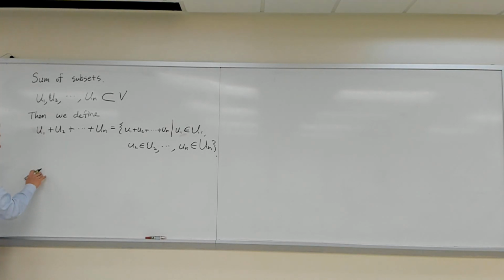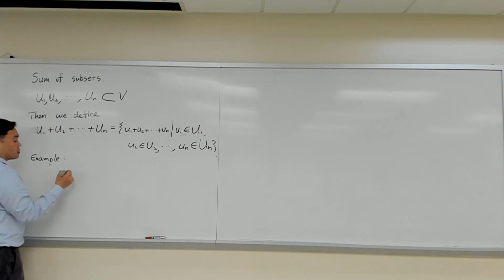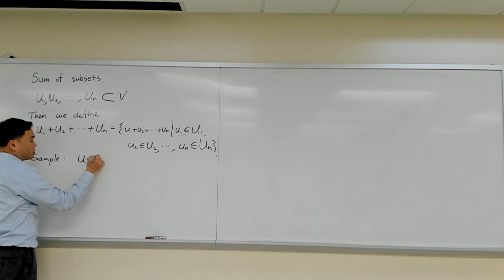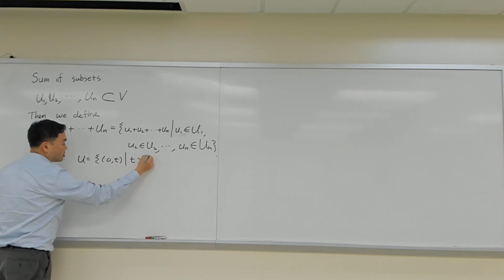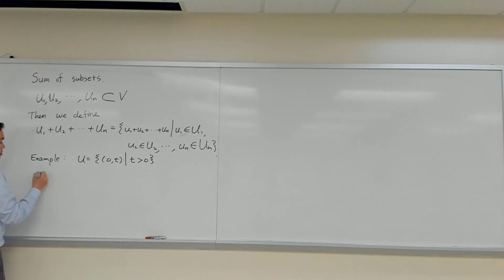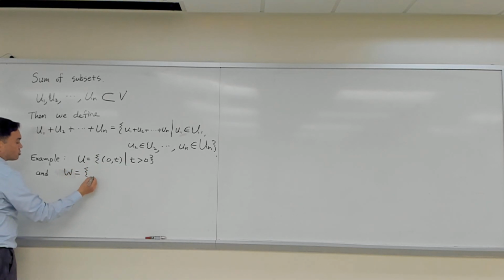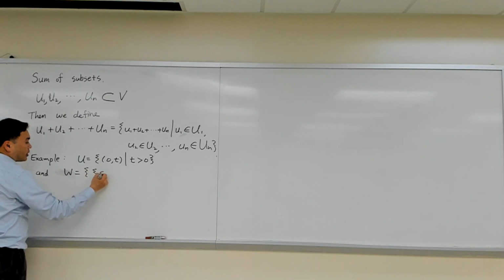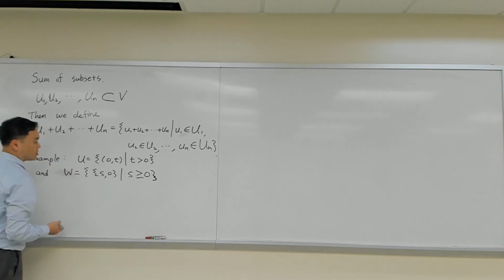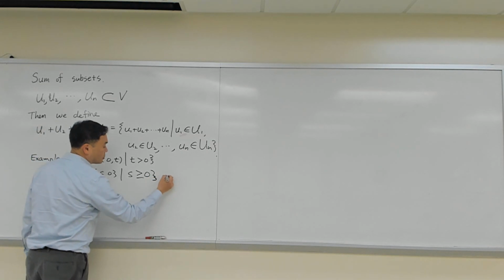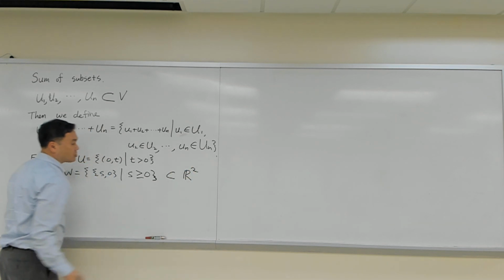So let's think of an example. Let's say U is equal to (0, t), where t is positive, and let's say W is equal to (s, 0), where s is non-negative. And these are both subsets of R2.